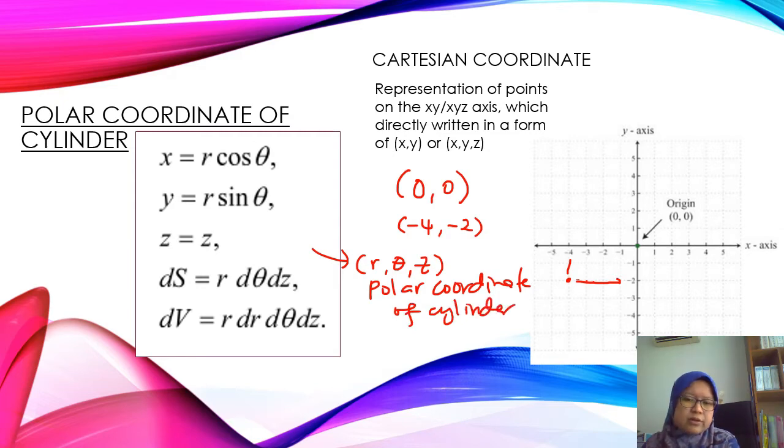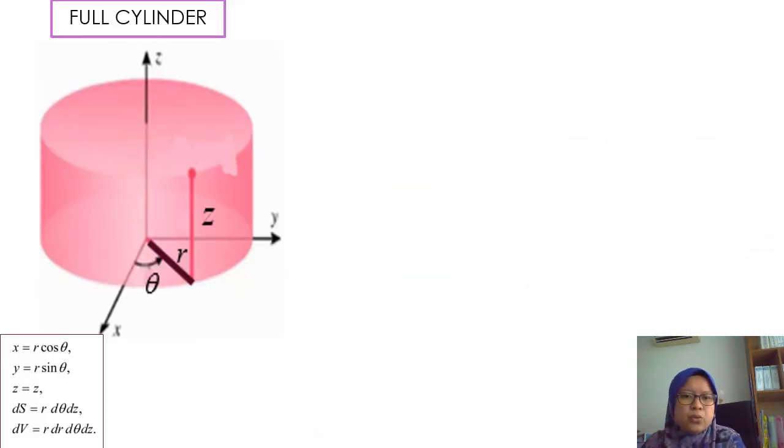The polar coordinate of cylinder is used for the cylinder because a cylinder has a radius and also an angle. So let us look at this polar coordinate in detail. We start with the full cylinder. How many surfaces do you have? 3, right? Bottom, top, and the wall of the cylinder. So if you see this cylinder in 3 dimensions, it has 3 surfaces altogether.